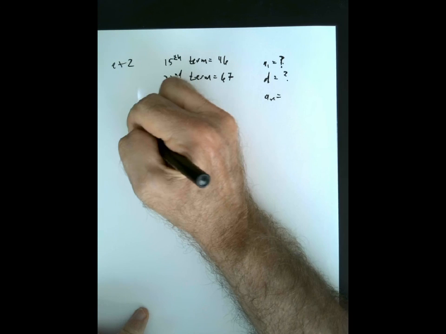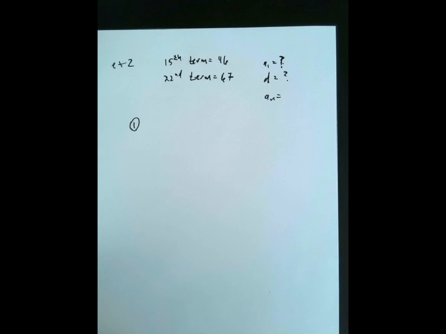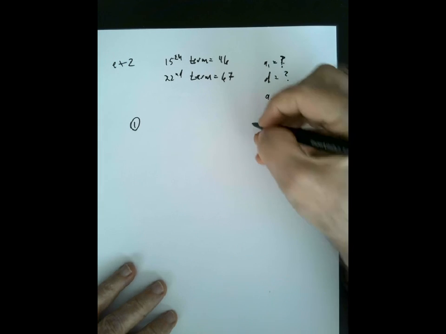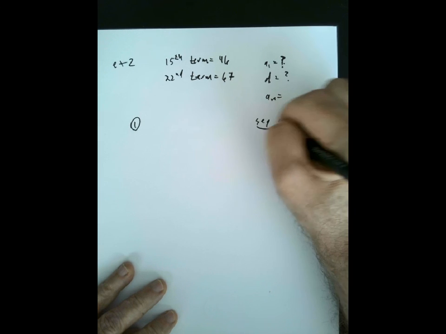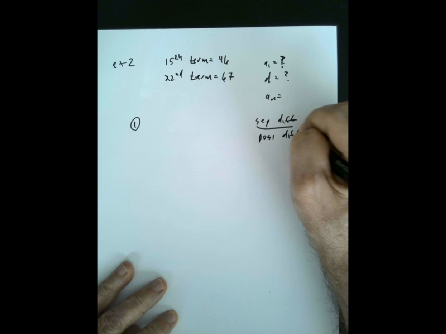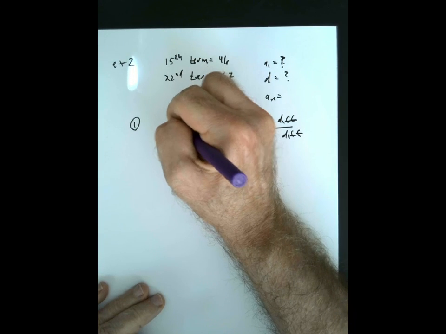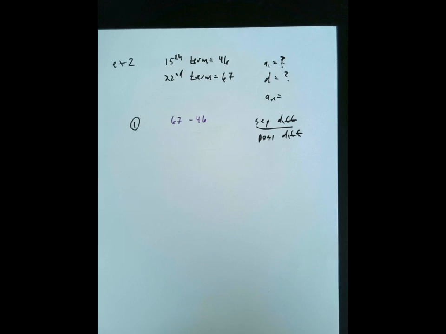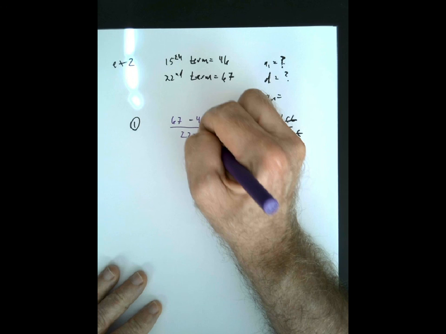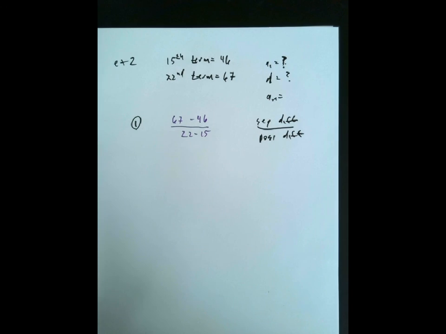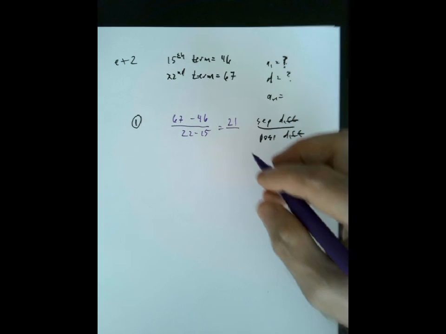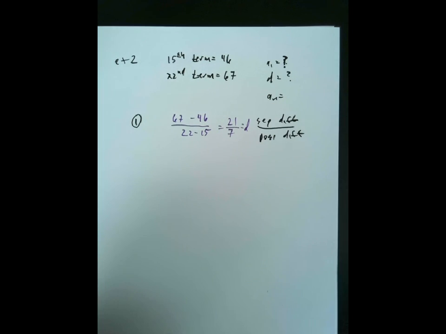Well, step 1, first I'm going to find d using our formula that we had on the previous part. That's this guy right here, right? The sequence difference divided by the position difference. So for this, that's going to be 67 minus 46, right? And then the position difference is 22 minus 15, right? So 67 minus 46 is equal to 21, and 22 minus 15, that's 7. So you see d comes out to be 3, doesn't it, right?